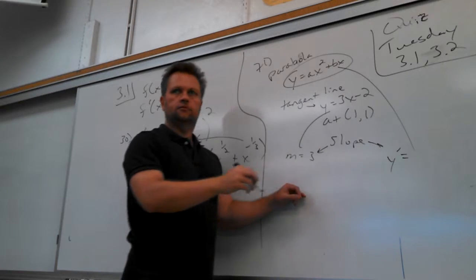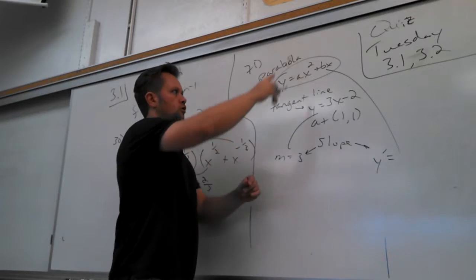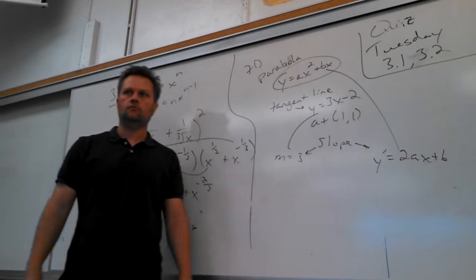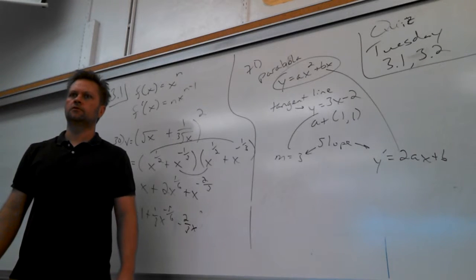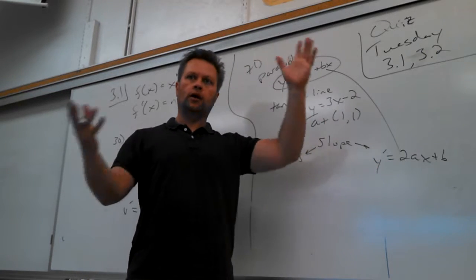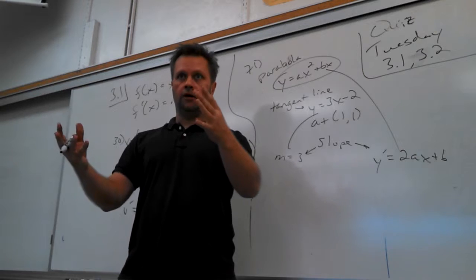Well, you can do it? Yep. 2ax plus b. So what does 2ax plus b have to equal? That's the slope of the parabola. That is the slope of the parabola everywhere. More formally, that is the slope of the tangent line at every point on that parabola.